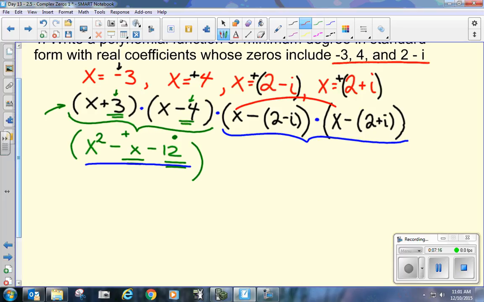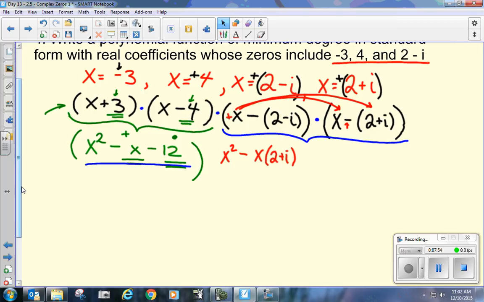x times x, x squared. Good. Now, when I multiply my x times my negative, in parentheses 2 plus i, I have a positive x times a negative. That's going to be negative, and then I'm just going to write x times 2 plus i. If you get better and quicker at this, you'll be able to combine that in one step. But I'm just going to rewrite everything right now for the sake of organization, because it's the first time we're doing it.